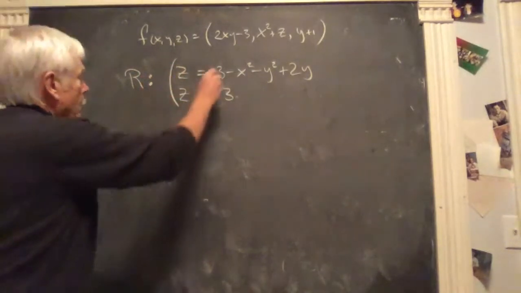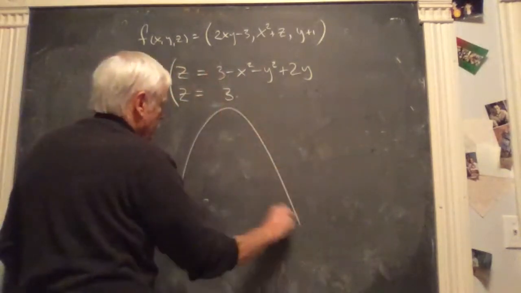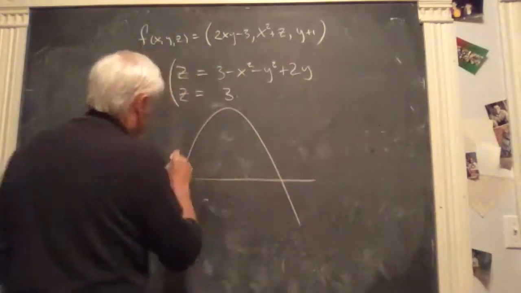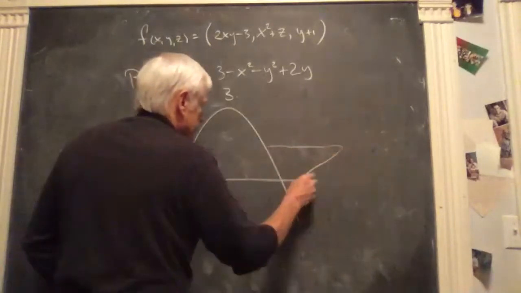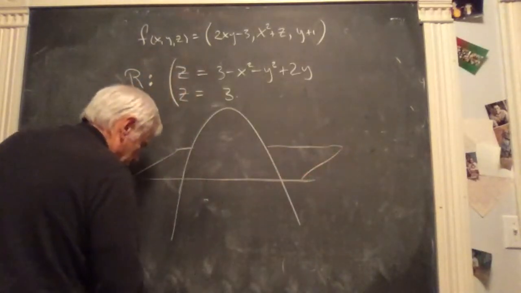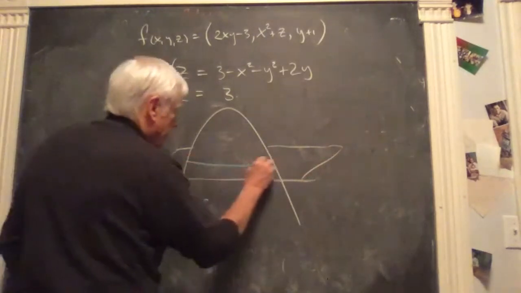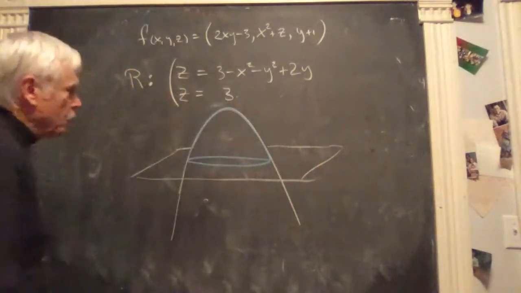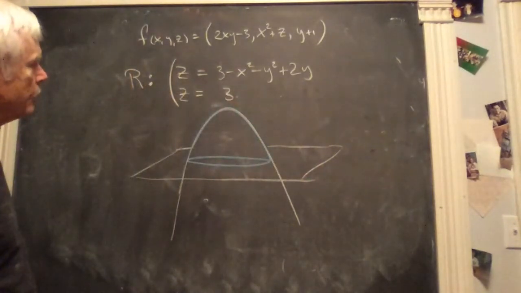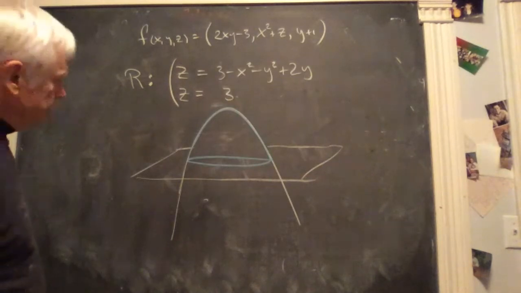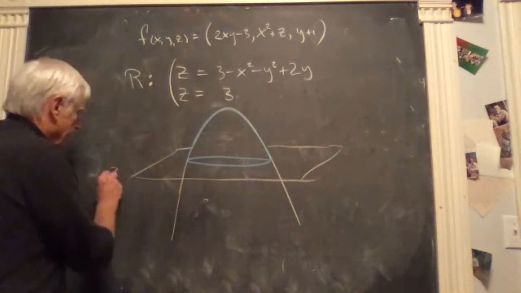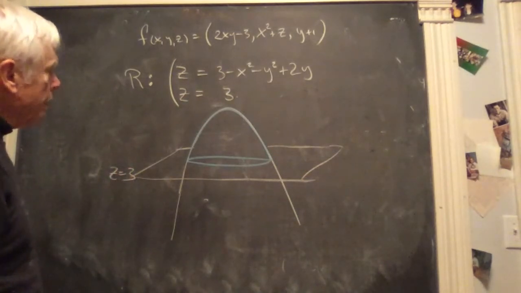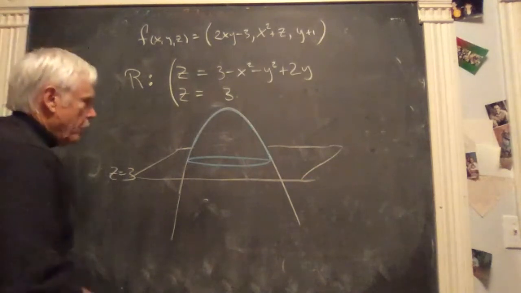So this is a paraboloid that opens down. You can graph it and see that. And z equals 3 is a plane. And so the region bounded will be that kind of upside down cup shape. I wanted to talk about that a little bit.